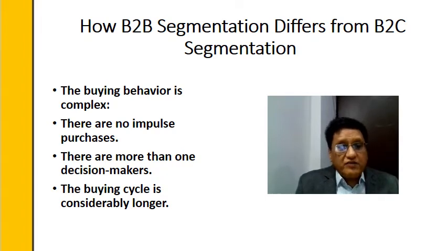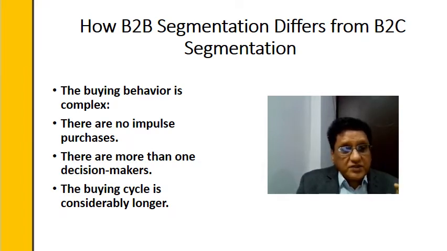Third, there is more than one decision maker. In fact, there must be two, three, four decision makers. Sometimes there is a committee of decision makers. And finally, the business cycle is considerably longer, because more steps are involved.